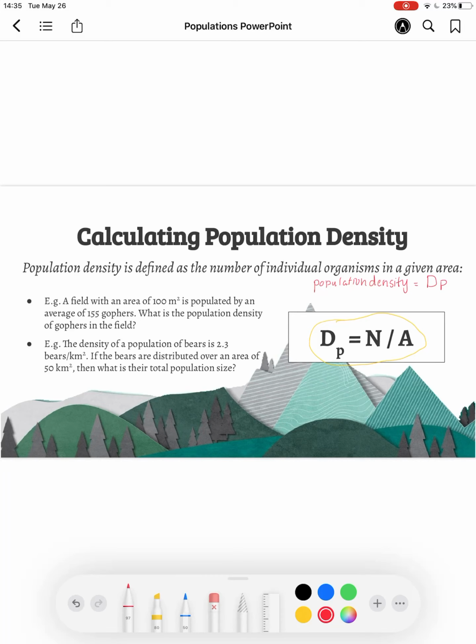Okay, the N is going to be the number of individuals. So I'm going to put a number sign of individuals. And then the A stands for the area. So the area that the species are occupying, or the area of the population, okay? So now that we know those two, we can actually calculate the answers to both of these examples.